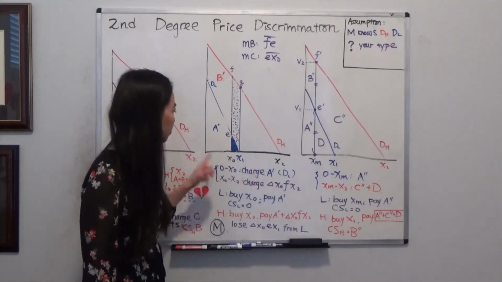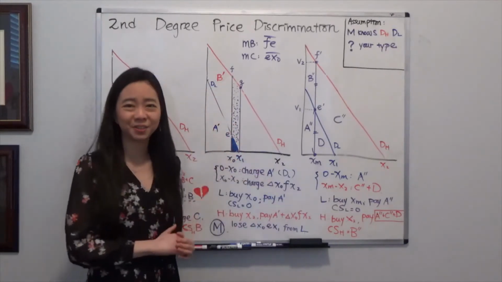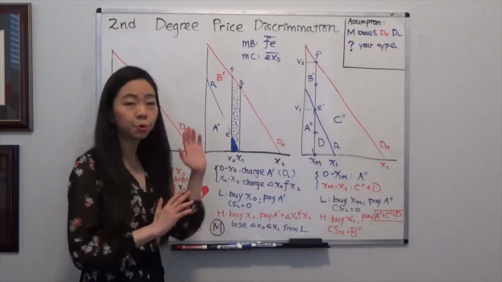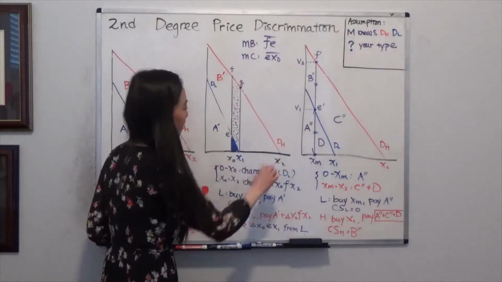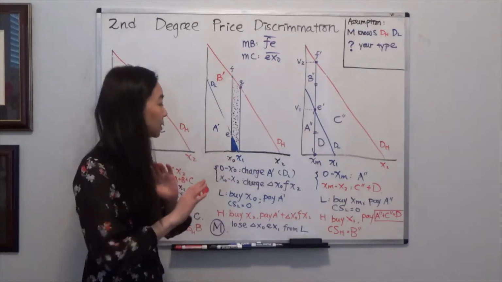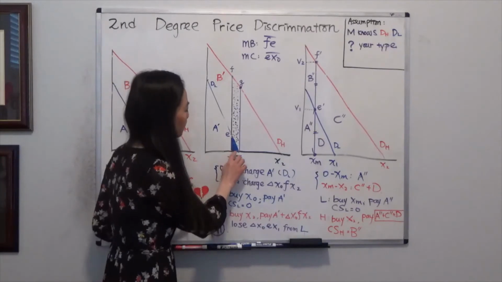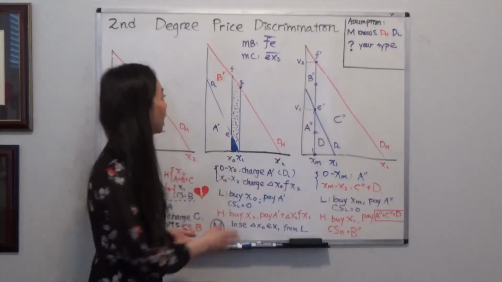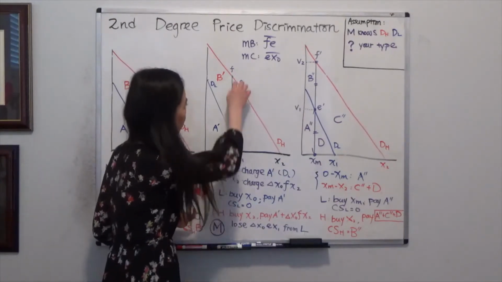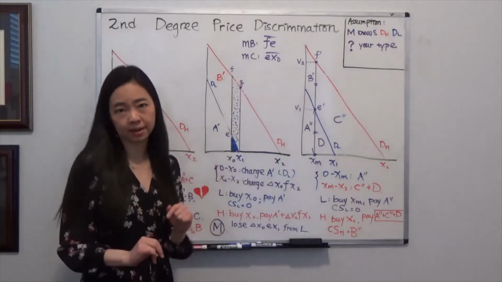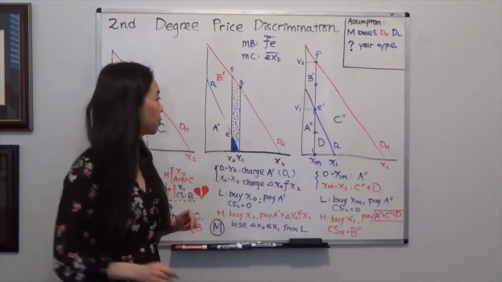If you buy up to X0, I'm going to charge you A prime according to the low type's demand curve. But if you want to buy any more than that, we are going to charge you according to the high type's demand curve here. Now, if you're a low type, you will not buy anything more than X0. The reason is this: if you buy a little bit more than X0, you're going to have to pay according to the high type's demand curve. But your willingness to pay is not that high, so you're not going to buy that much. So if you're a low type, you're going to buy up to X0, and you're going to pay A prime.